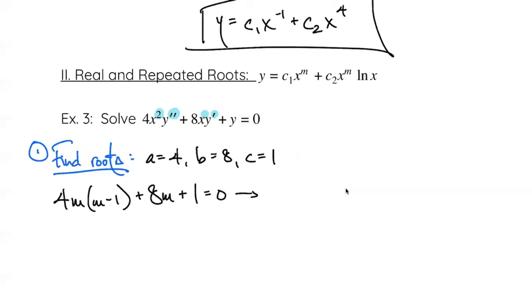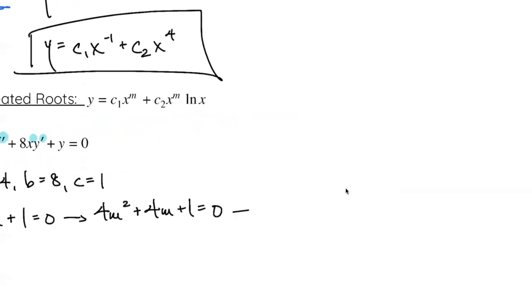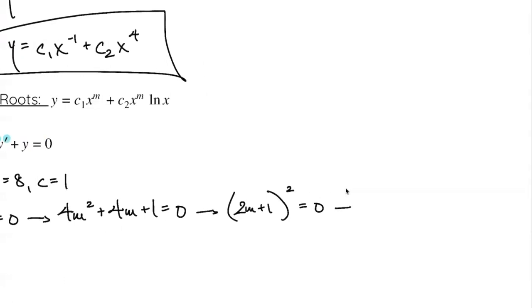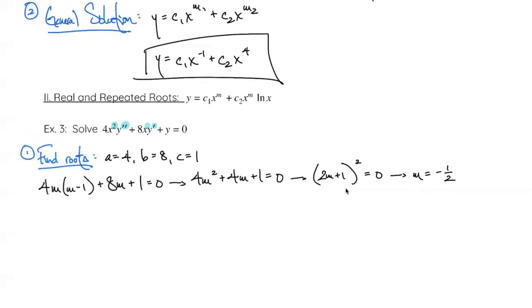And if we go ahead and do a little bit of algebra, we get 4m squared, let's see, minus 4 plus 8 is plus 4m, plus 1 equals 0. And this is actually a perfect square. 2m plus 1, when I square it, will give me the 4m squared plus 4m plus 1. And so if I solve this, I'll end up with m equals negative 1/2. Okay. And there's only one root because it's repeated, right? It's a negative 1/2 and then another negative 1/2.